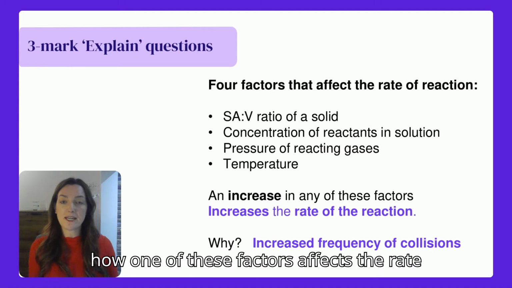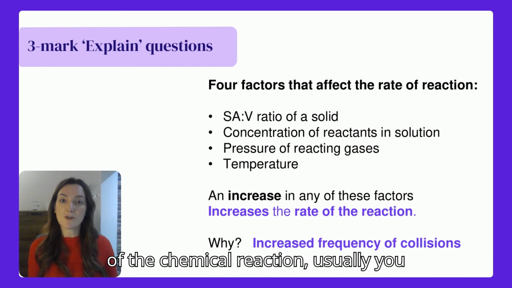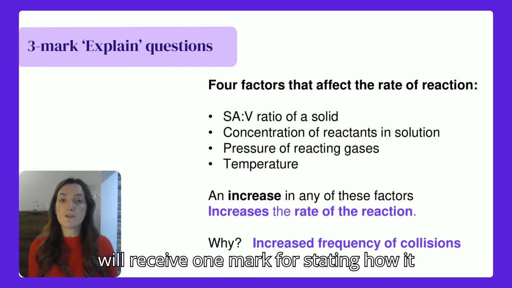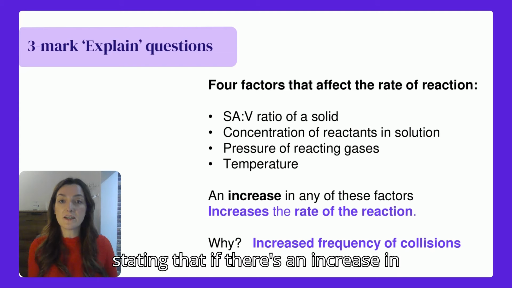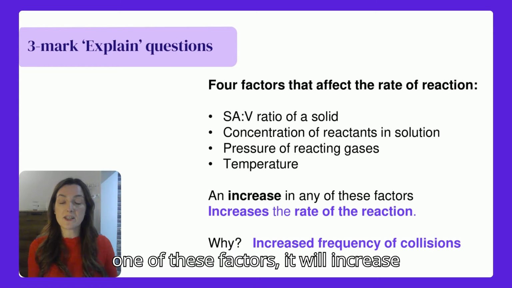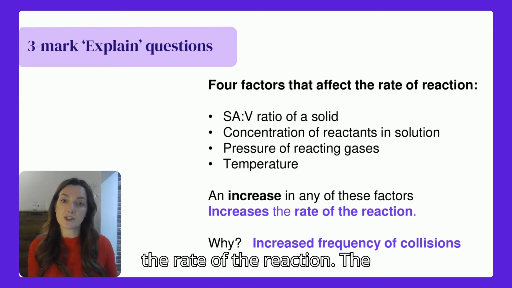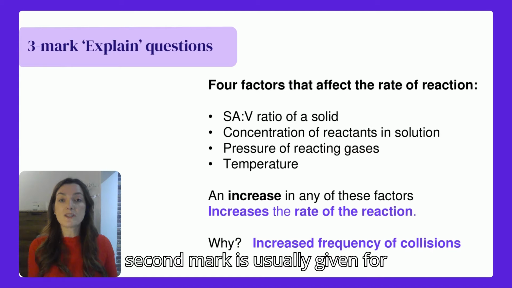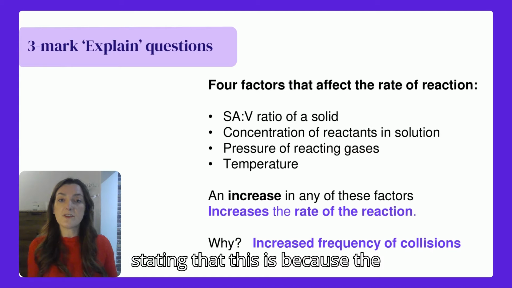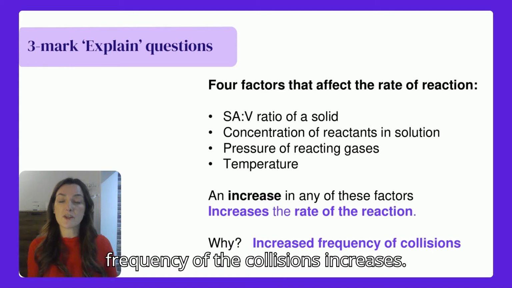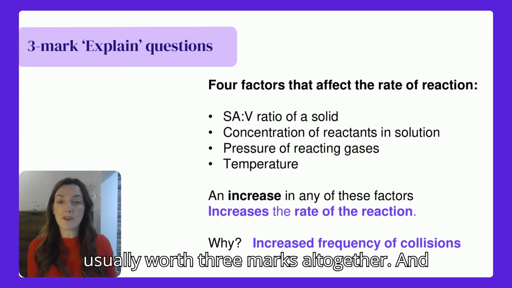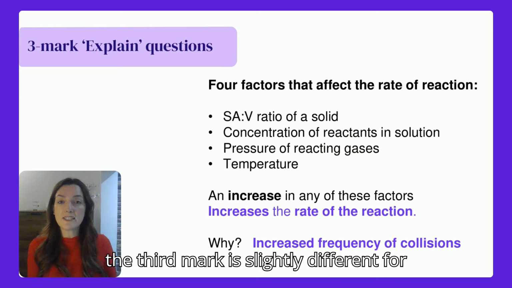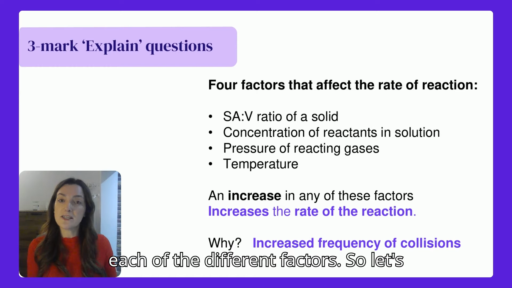When asked to explain how one of these factors affects the rate of the chemical reaction, usually you will receive 1 mark for stating how it affects the rate of the reaction. So by stating that if there's an increase in one of these factors, it will increase the rate of the reaction. The 2nd mark is usually given for stating that this is because the frequency of the collisions increases. So that's 2 marks. These questions are usually worth 3 marks altogether, and the 3rd mark is slightly different for each of the different factors. So let's have a look at those now.